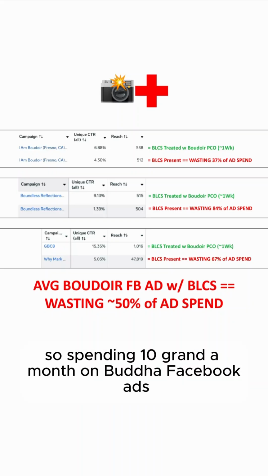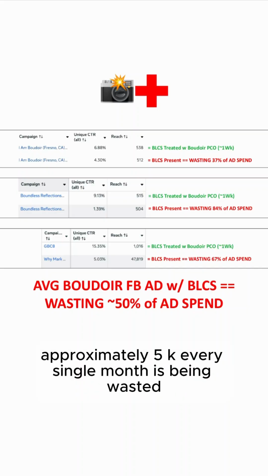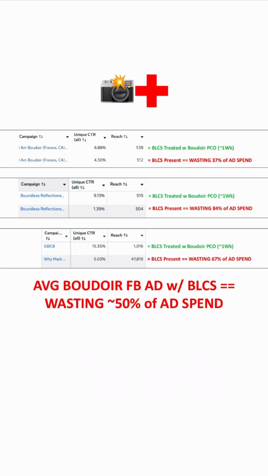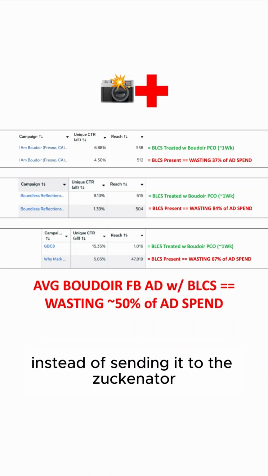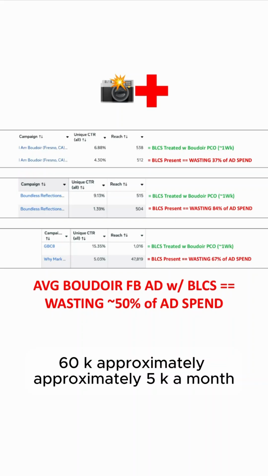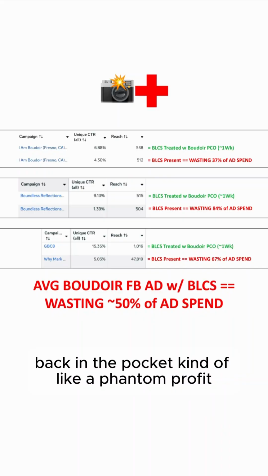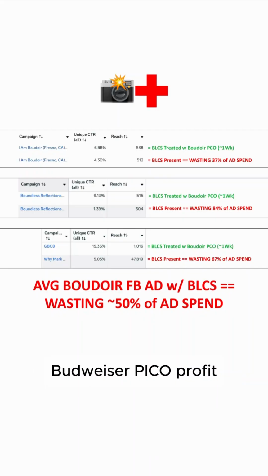So, spending 10 grand a month on Boudoir Facebook ads, right off the rip, approximately 5K every single month is being wasted. And as a result, we can eliminate that. The Boudoir photographer can pocket that instead of sending it to the Zuckinator and getting zero out of it because it's 100% being wasted. Approximately 5K a month, approximately 60K in the next 12 months back in the pocket, kind of like a phantom profit, Boudoir Pico profit.